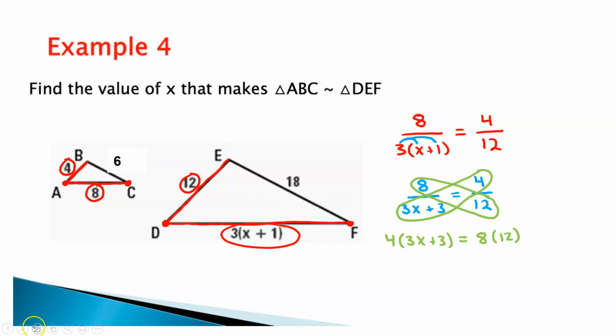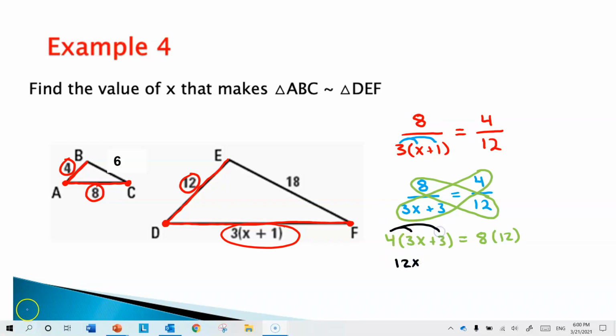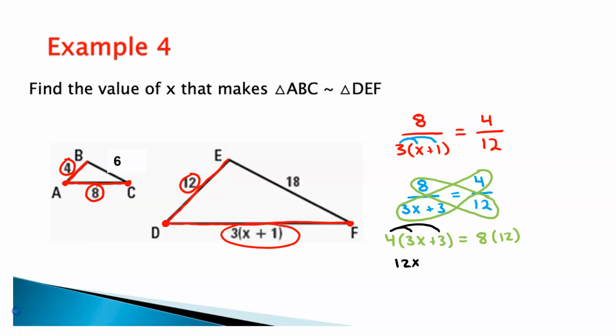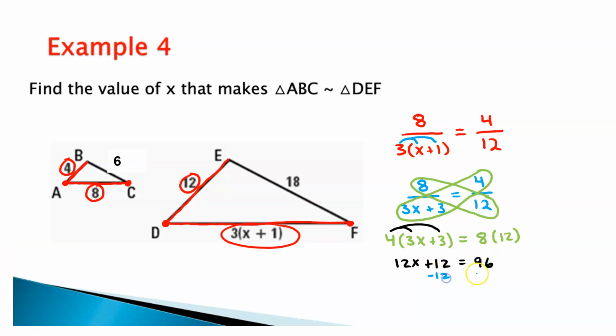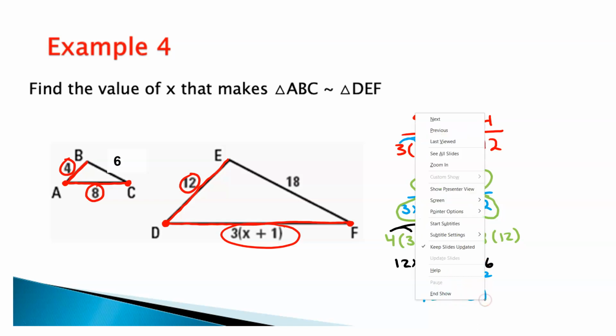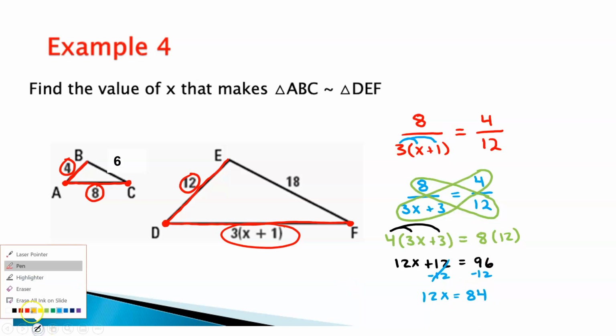So let's just solve this algebra 1 problem. Let's distribute and multiply. 4 times 3x is 12x. Whoops, too many technical difficulties, but let's keep going. 4 times 3 is 12, is equal to 8 times 12, which is 96. Now we have, again, still a two-step equation. If I subtract 12 from both sides, I get 12x is equal to 84.